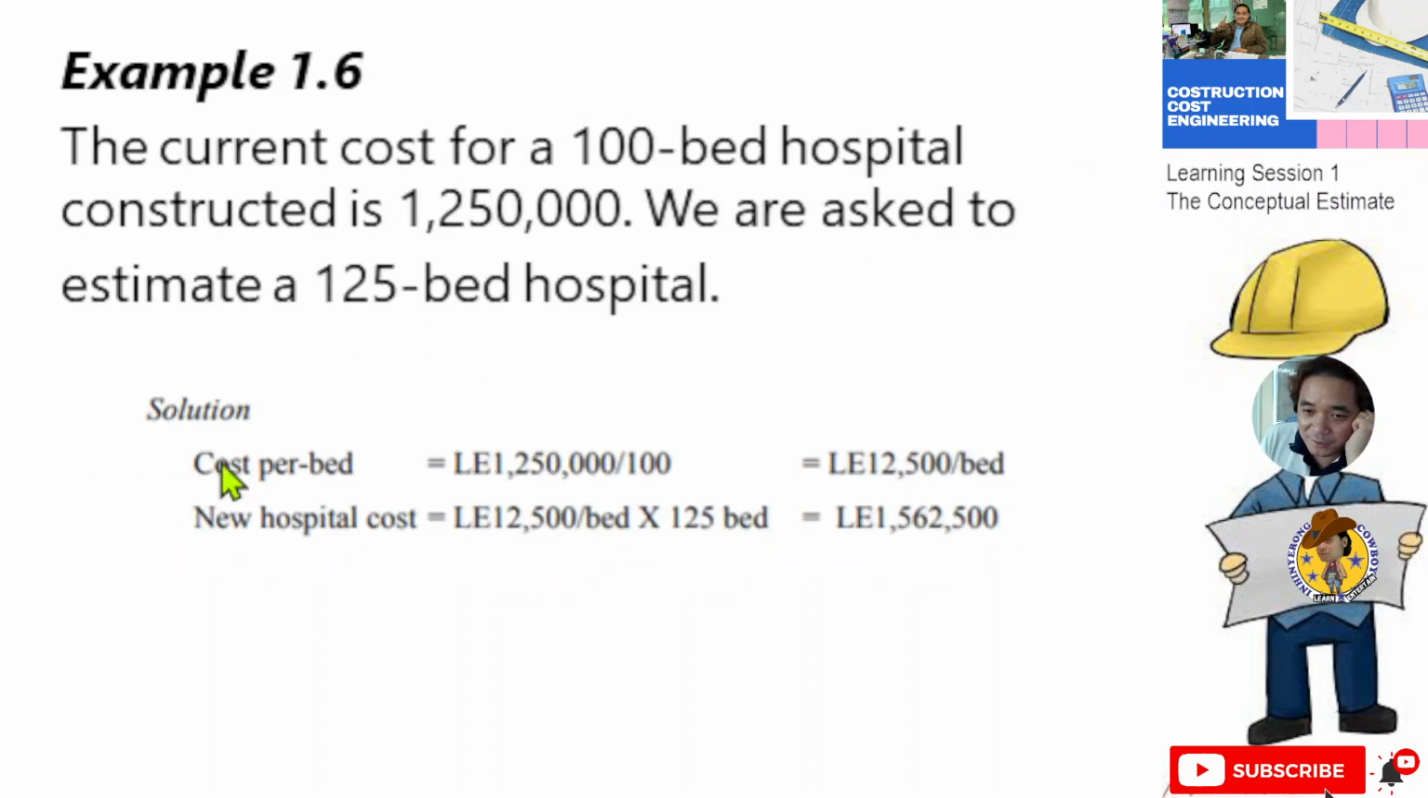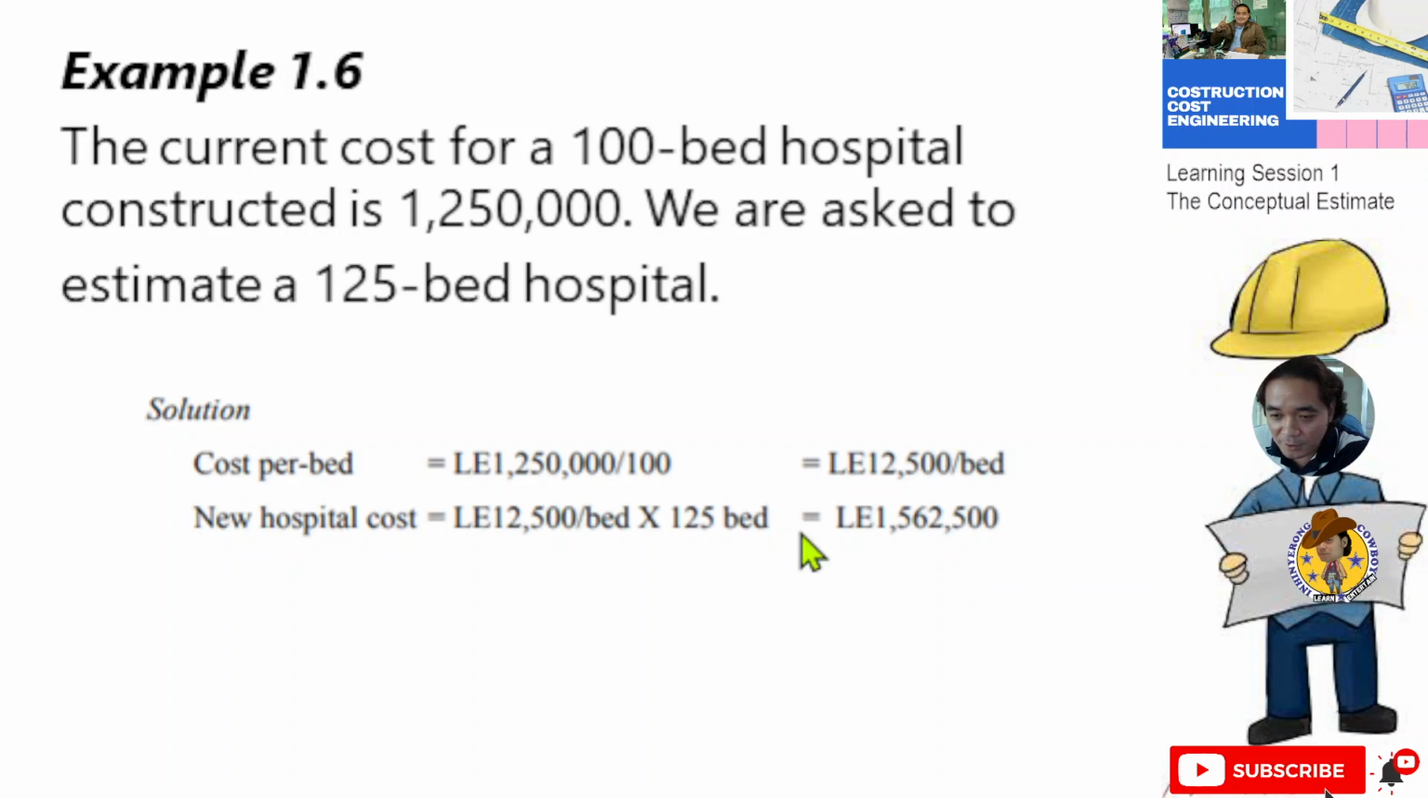Then for 1.6, the current cost for a 100-bed hospital constructed is 1.25 million. We are asked to estimate a 125-bed hospital. The cost per bed is 1,250,000 divided by 100. So you have now a unit cost of 12,500 per bed. To get the new cost for your hospital, you just multiply the 12,500 by the number of beds of your new project.